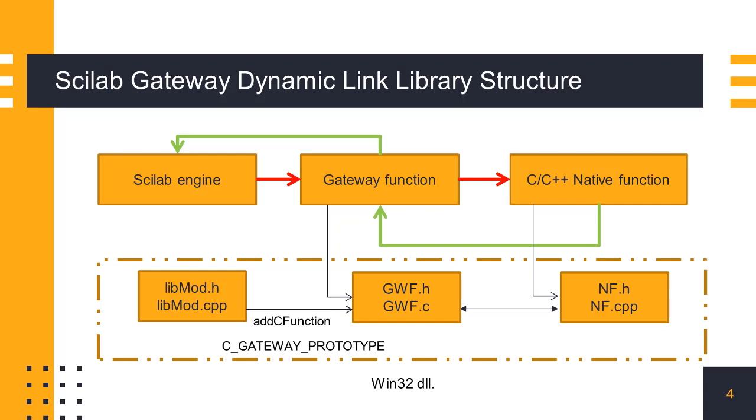In the DLL, libmod header and CPP files contain routines to add the gateway function to the Scilab engine. It has a special macro to connect the gateway function to Scilab, called cGatewayPrototype. Using this macro, the gateway function is registered inside the Scilab engine. Then we create the files which contain native C or C++ function, which we want to use in Scilab, and connect it with the gateway function. This way, all the files are interconnected and the library is compiled.